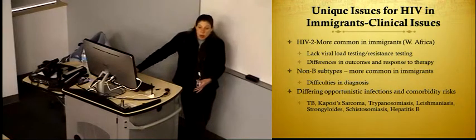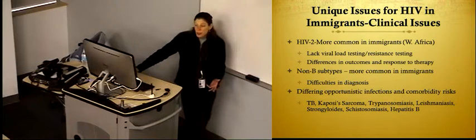Similarly, the most common type of HIV here in the United States is subtype B. However, there are multiple other subtypes, C and D and E, for example, and those are more common in other parts of the world, again in African countries and other countries. And so that can lead to difficulties in diagnosis. Some of the tests that we do to make the diagnosis of HIV are not as good at picking up these types of HIV.